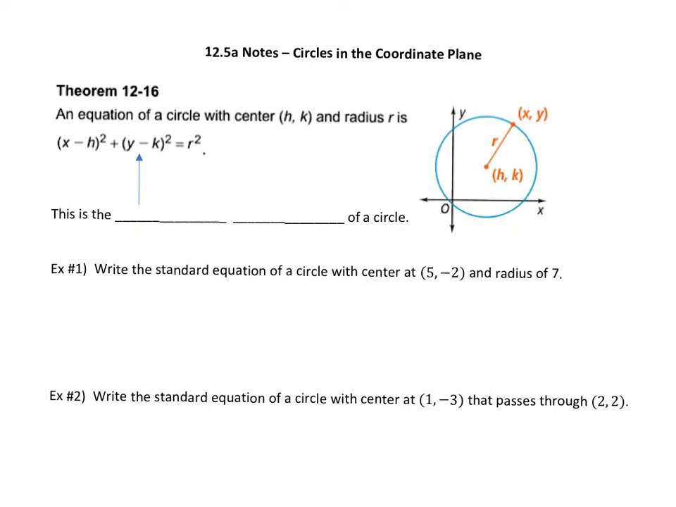Hi guys, we're going to do 12.5a today, which is circles in the coordinate plane. So we're going to start with the equation for a circle. If a circle has a center, which we're just going to call (h, k) right now, could be (1, 2), could be (-3, 4), any point (h, k), and a radius of r, then this would be the equation for that circle. We call this the standard equation of a circle.